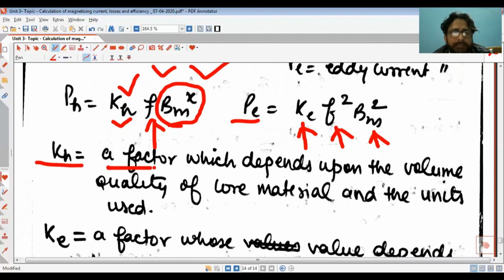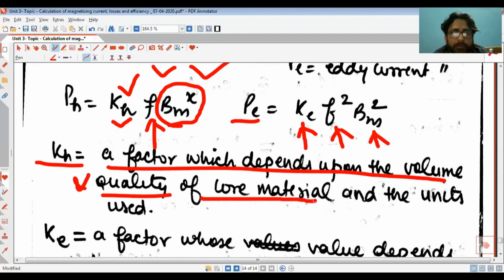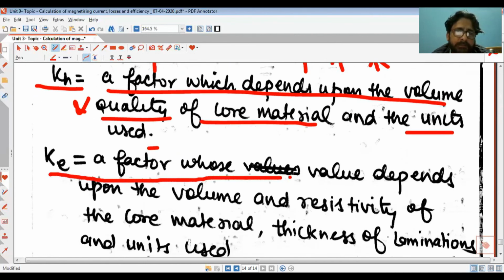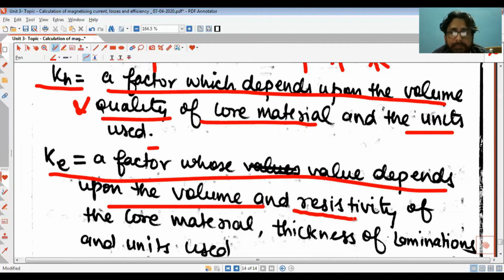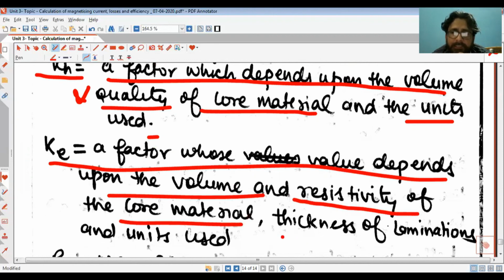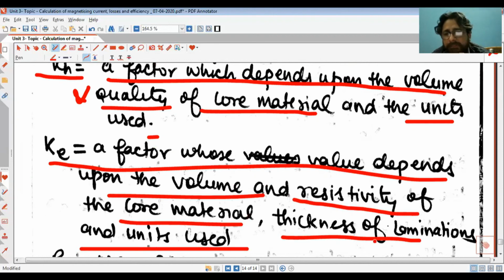So what is kh? Kh is a factor which depends upon the volume, which is a dimension of the transformer, and the quality of the core material and the units used. Means it depends on what quality of core material we have used and its volume. That means hysteresis losses somehow depend upon the dimensions of the transformer. Similarly, ke is the constant factor which depends upon the volume, meaning the dimensions, and the resistivity of the core material, the thickness of the laminations and the units used. Here also the dimensions come into the scenario.